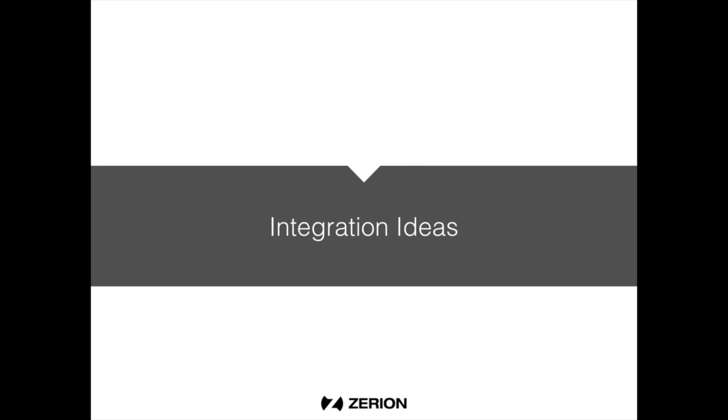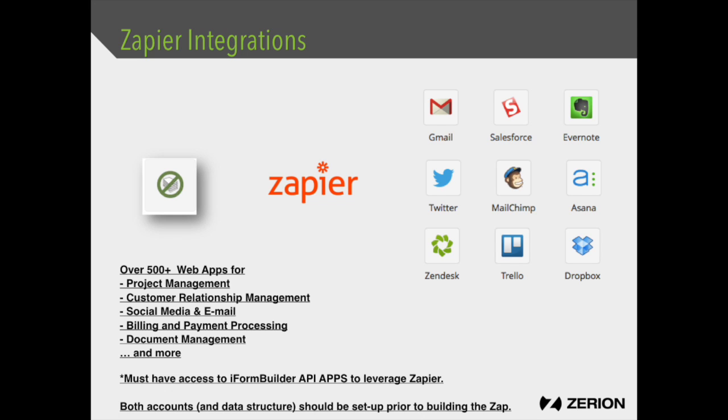And you can access it by going to Zapier.com. So Zapier has over 500 web apps. Those 500 web apps allow you to do project management, customer relationship, social media even. So you could use iForm for people to put in some posts, and then you could immediately have that go to Twitter. You can have it connect so that you can do billing and payment processing. There's a lot of different opportunity with Zapier, and it's a great way to just get started, especially if you're not a developer.